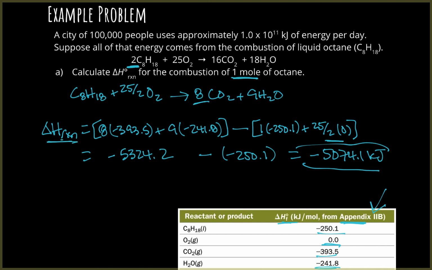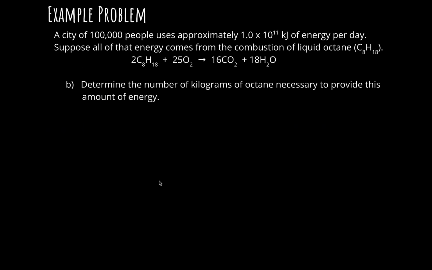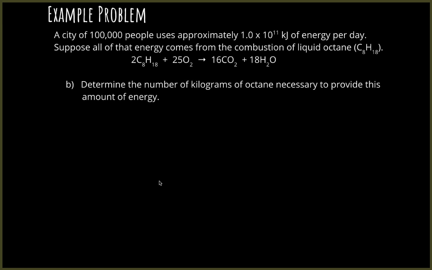The way you'll be able to tell the difference between this type of problem and the Hess's law problem is this problem is going to give you heats of formation as information or data to use, whereas the other one is going to give you those intermediate reactions to use. Okay, so then using that information we just solved for, now we want to know how many kilograms of octane are necessary to provide that amount of energy.